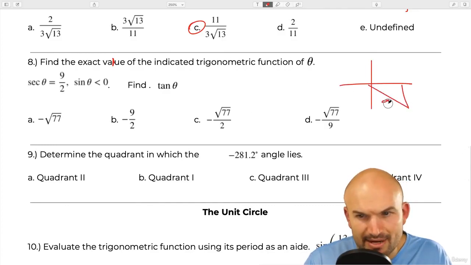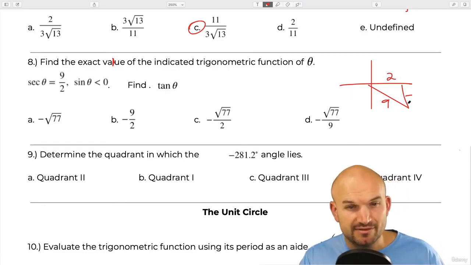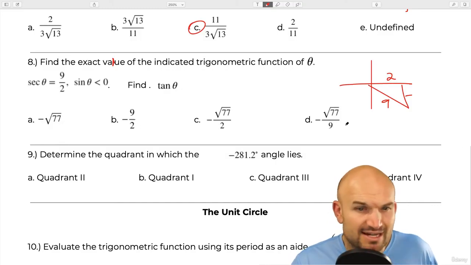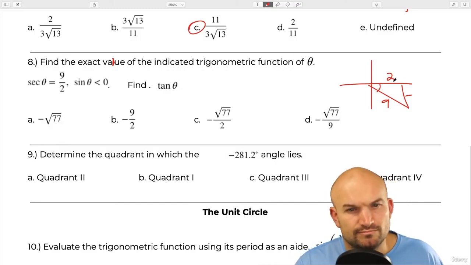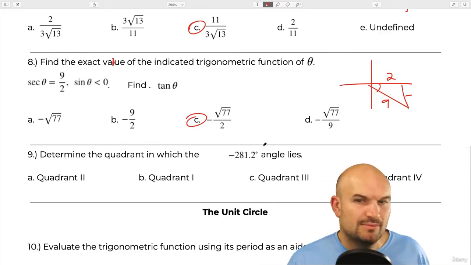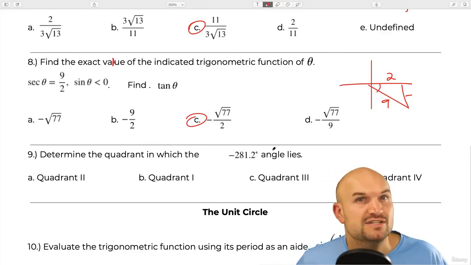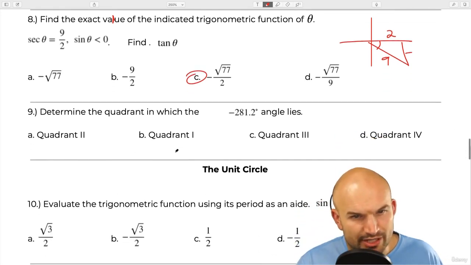So that is going to be hypotenuse over adjacent. Sine is less than 0, so that's going to be negative. And they want us to find tangent, so that is going to be something over 2. Well, it's not going to be 9, right? 9 is the hypotenuse. Tangent has to be this over 2, so I'll just go with 77. And that makes sense. I mean, 81 minus 4 would be, yeah, 77. So that works.